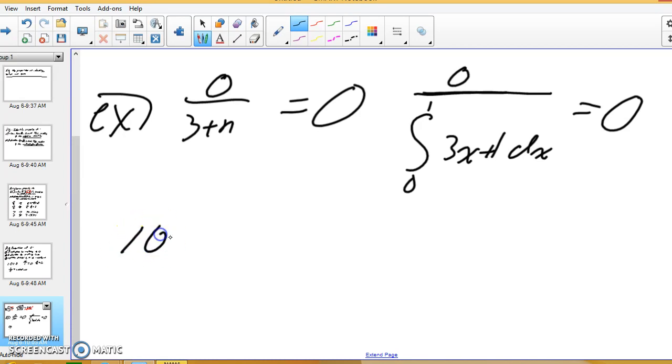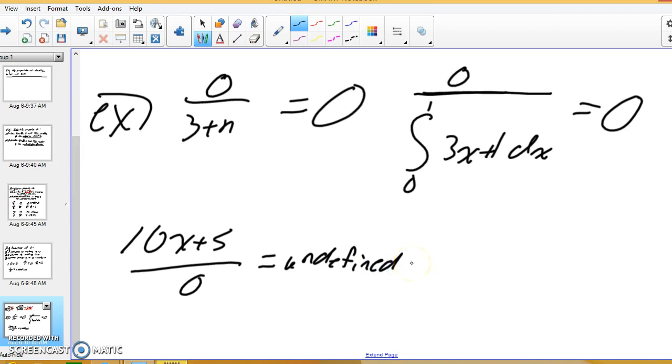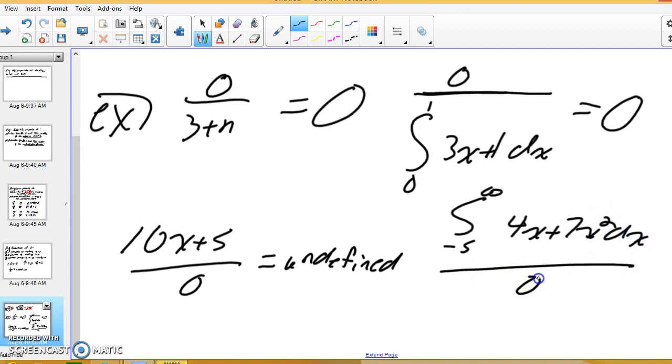Similarly, if you have, say, 10x plus 5 and it's divided by 0, oh, we have a 0 at the bottom. We automatically know this means undefined. Similarly, it doesn't matter how complex it gets. It could be the integral from -5 to infinity of 4x plus 7x squared dx divided by 0. Again, this will all equal undefined.